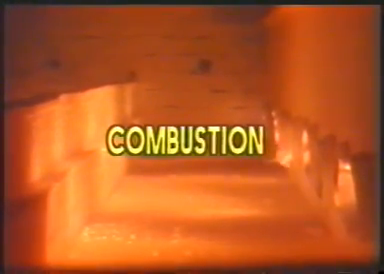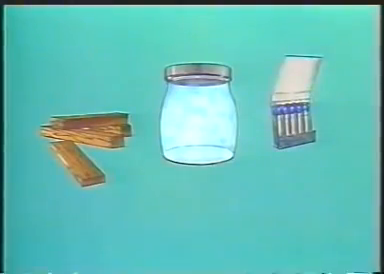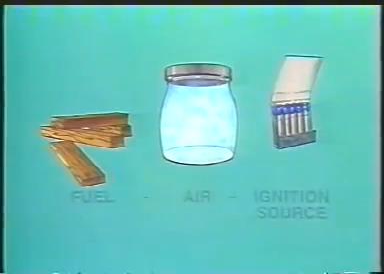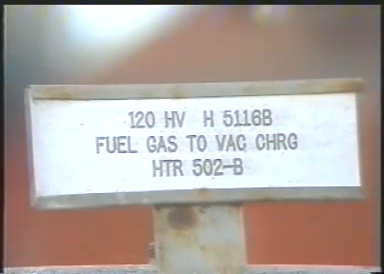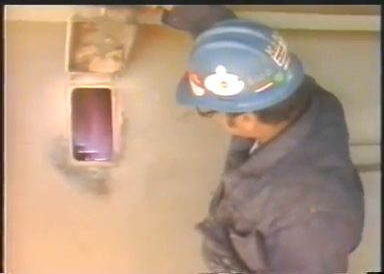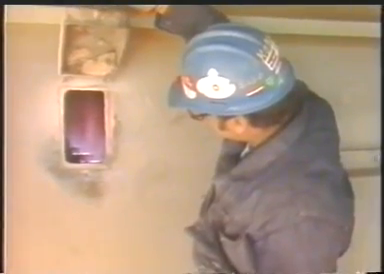This is accomplished by a chemical reaction called combustion. For combustion to occur, three things must be present at the same time and in the proper proportions: fuel, air, and a source of ignition. The fuel used in a fired heater may be natural gas, fuel oil, or a combination of gas and oil. Natural gas is preferred in many installations because it is cleaner and burns more consistently than oil.